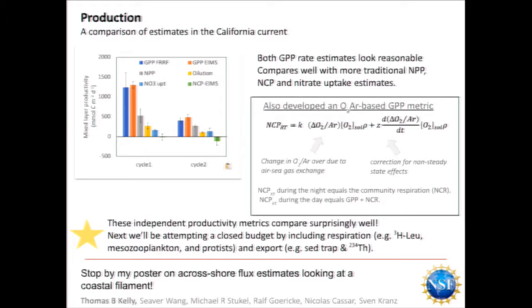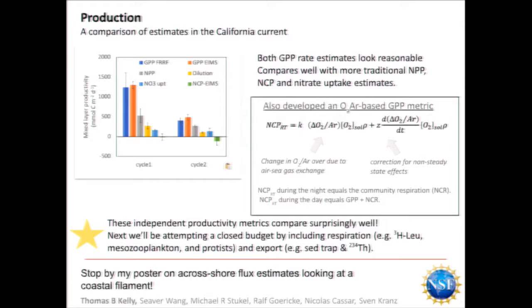Top left is a bar plot showing the rates of productivity for a whole bunch of different metrics, all in the same carbon units. The two on the left are both GPP, one from instantaneous diurnal changes in O2 argon ratios to back out GPP, and the other from the FRF method that we developed. And we see that they compare really favorably, being completely independent metrics.